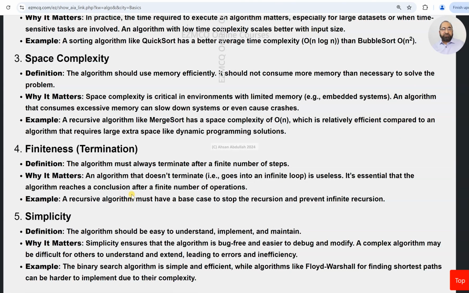Then is this fitness is the termination. The algorithm must always terminate, and it should terminate in a finite amount of time, and it should not go into an infinite loop. And if there is a recursion, there has to be a base case, which we will discuss in the corresponding part. So it should have a base case. It should not go into an infinite loop, and there should not be an infinite recursion. So that has to be there, of course.